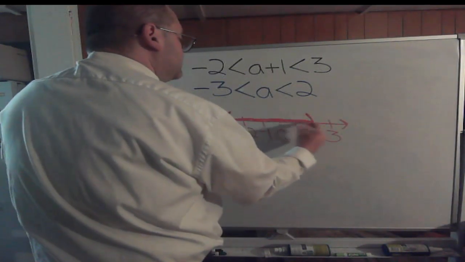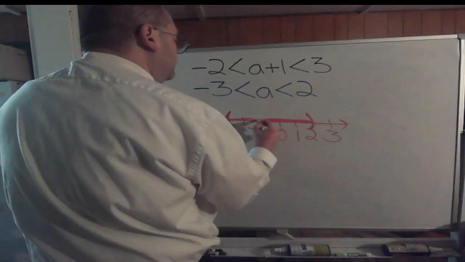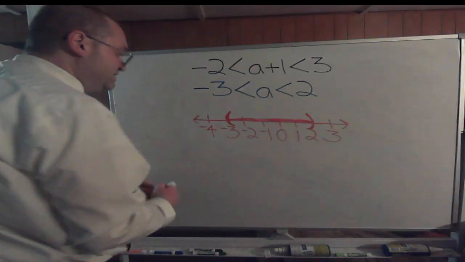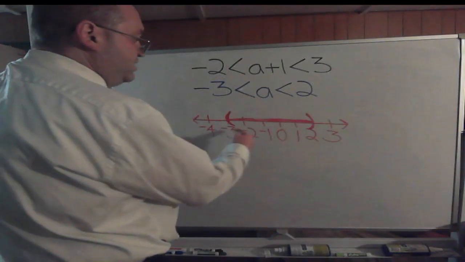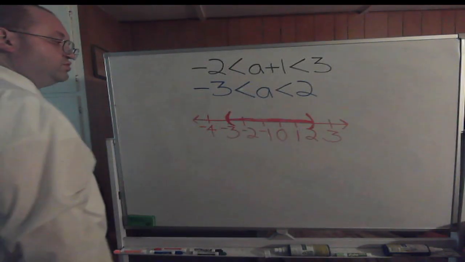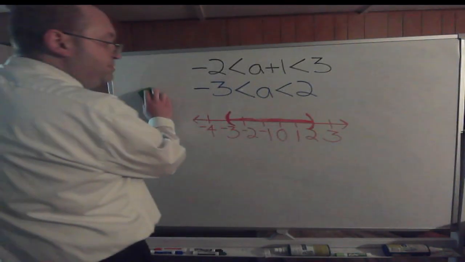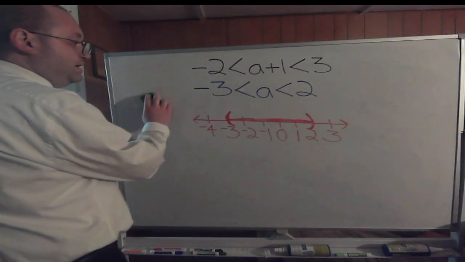Because since it's less than, we don't want to include negative 3 or positive 2. That's why we have a parenthesis. So you shade the region between negative 3 and 2 after doing the parenthesis, and that's the graph of the combined inequality.